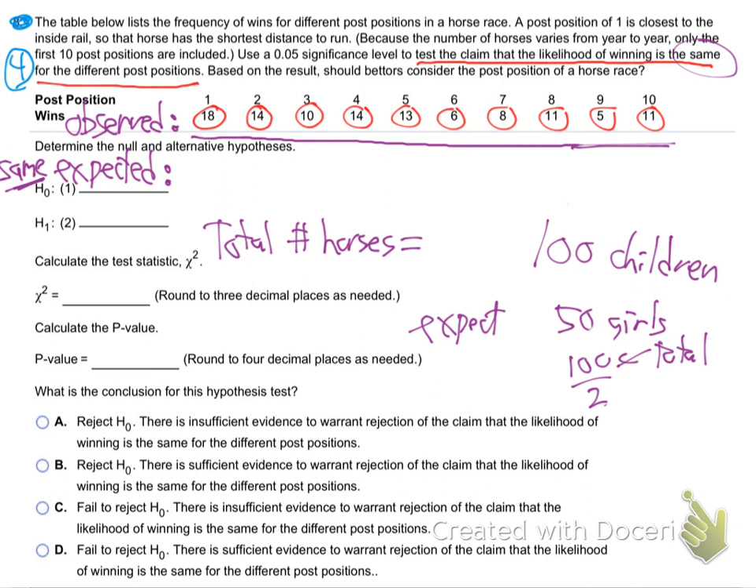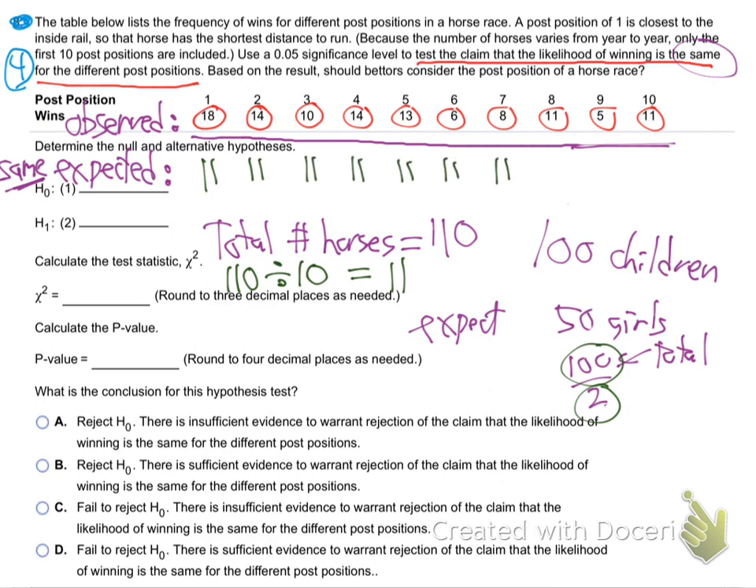So I'm getting 110, and then I take that 110 and divide by 10, just like we took 100 children and divided by 2, because there's only 2 categories, boy and girl. So we divide by 10 different post positions. We get 11 horses per post. So we would expect that all of these would be 11. Do you see how I came up with that number?